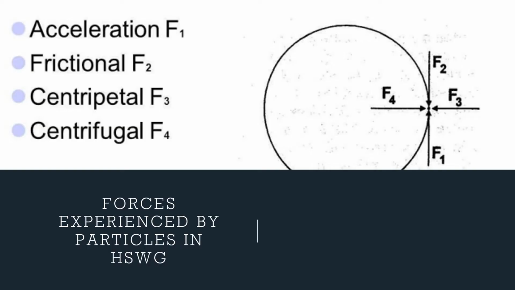So friends, we talked about the geometrical, kinematic and dynamic similarity. These are the four different forces which a particle experiences in high shear wet granulation. First is the acceleration, which is mainly determined by the impeller RPM. Then frictional force between the particles and between the particles and the machine. Then the centripetal force and the centrifugal force. So these four forces a particle experiences in wet granulation. Similarity of these four forces across the scale will determine the similarity of the granules across the scale.